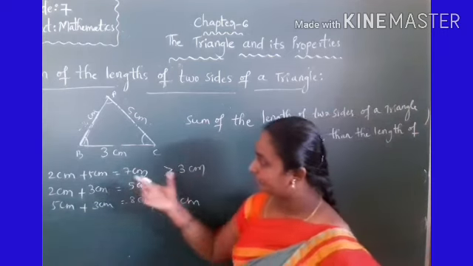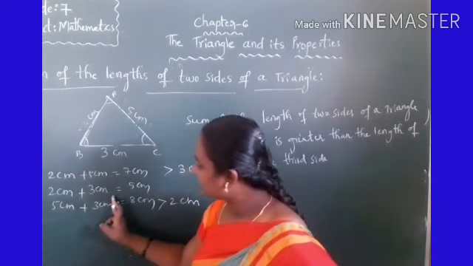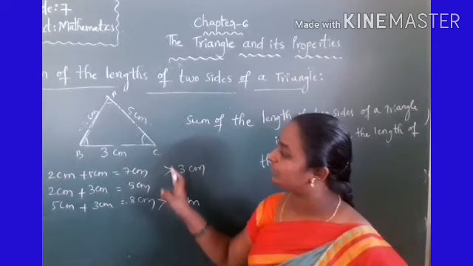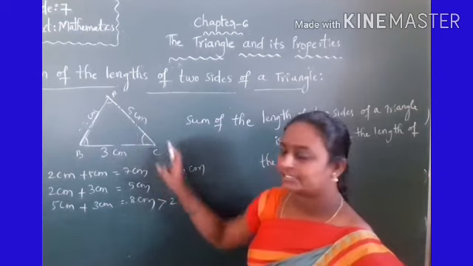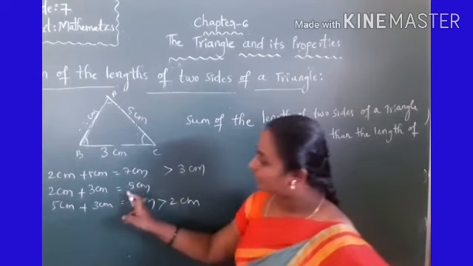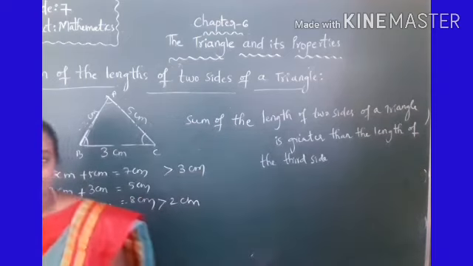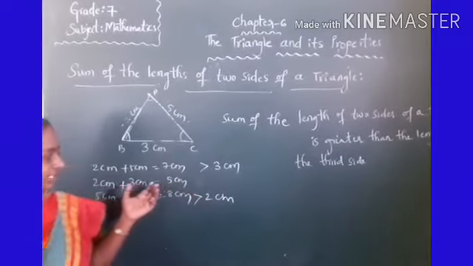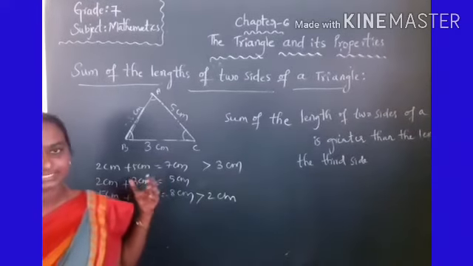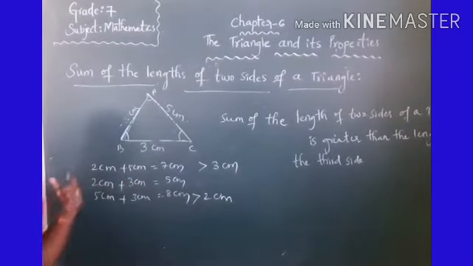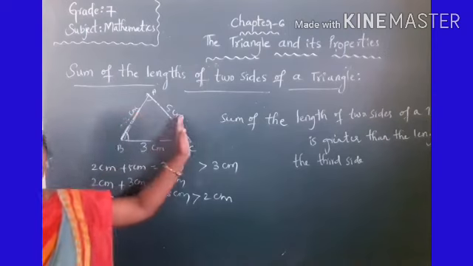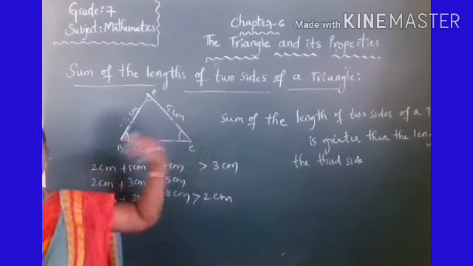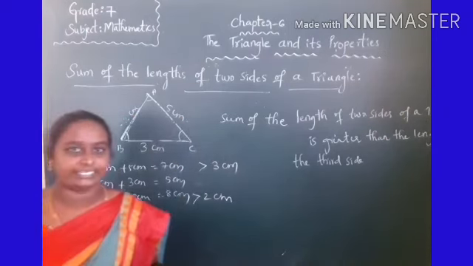If you observe carefully, 2 centimeters plus 3 centimeters is equal to 5 centimeters. Here the sum of two sides and the third side are both equal. Is it possible to construct a triangle? No, it is not possible to construct a triangle. We have to observe that the sum of the lengths of two sides is greater than the third side.